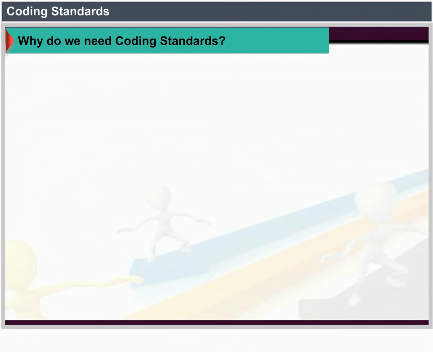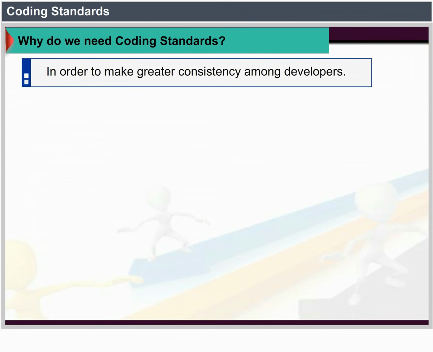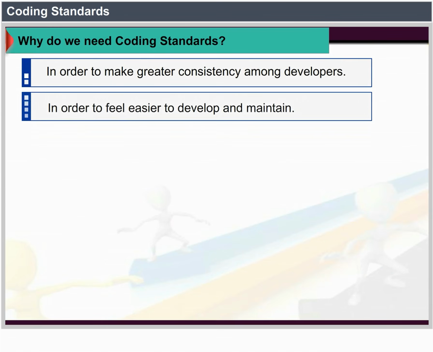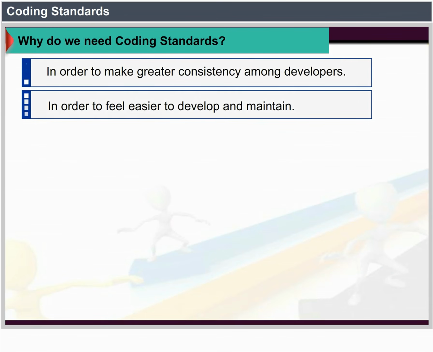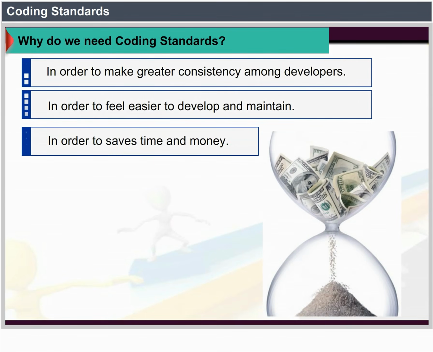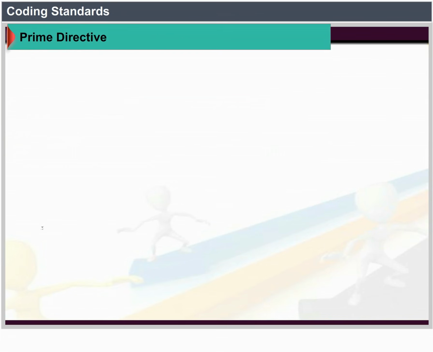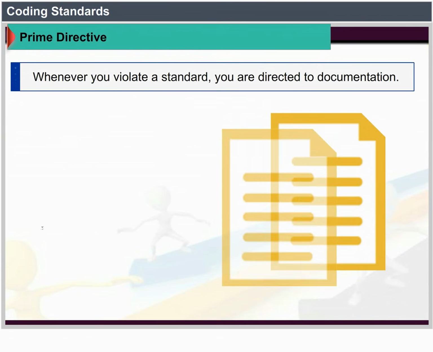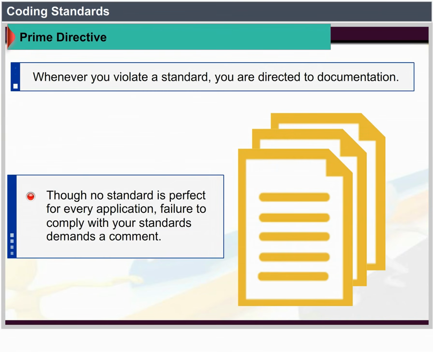Why do we need coding standards? It makes greater consistency between developers, easier to develop and maintain, saves time and money. Prime directive: document every time you violate a standard. No standard is perfect for every application, but failure to comply with your standards requires a comment.